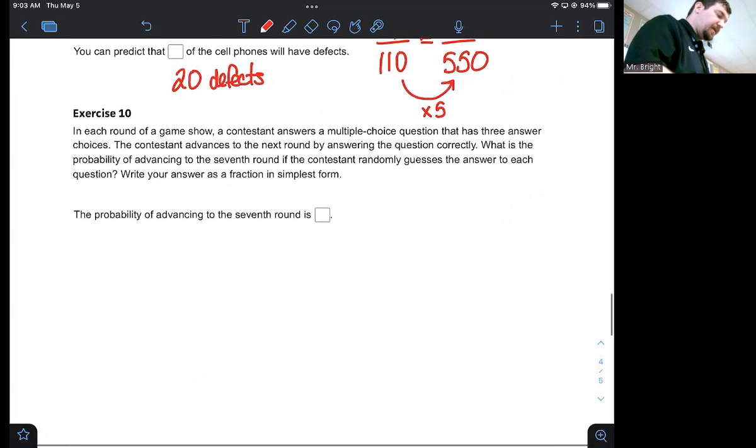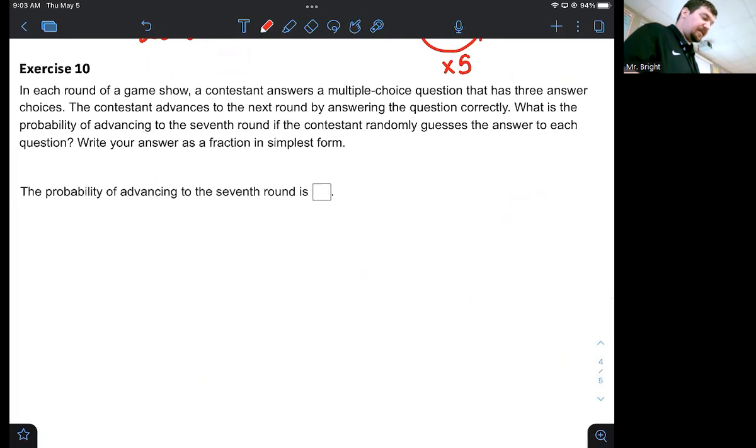Our last question, number 10, says in each round of a game show, a contestant answers a multiple choice question that has 3 answer choices. The contestant advances to the next round by answering that question correctly. What is the probability of advancing to the 7th round if the contestant randomly guesses on every single question to get it right? Write your answer as a fraction in simplest form. So every round I answer a question, and that question has 3 answer choices. If I get it right, I move on to the next round. How many questions would I have to answer right to make it to the 7th round?